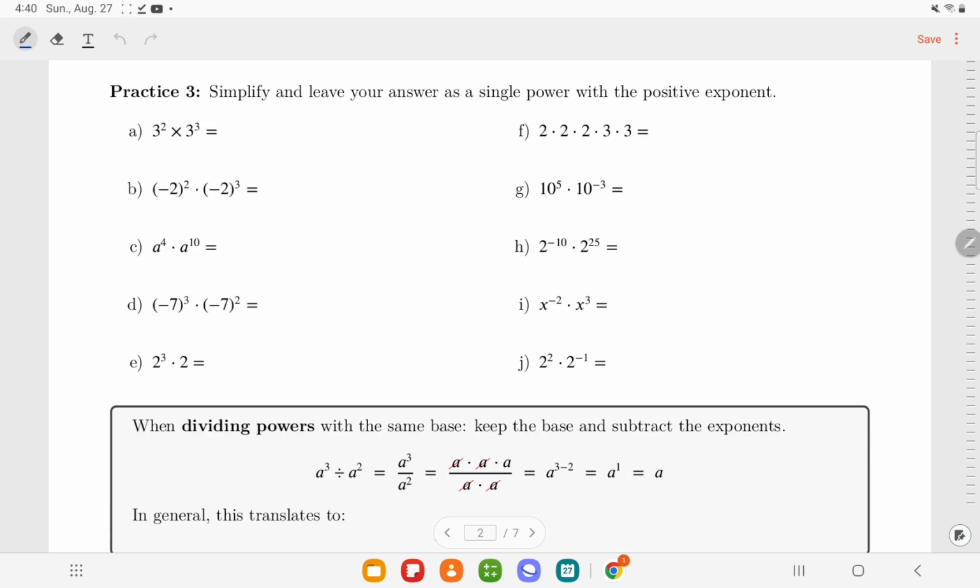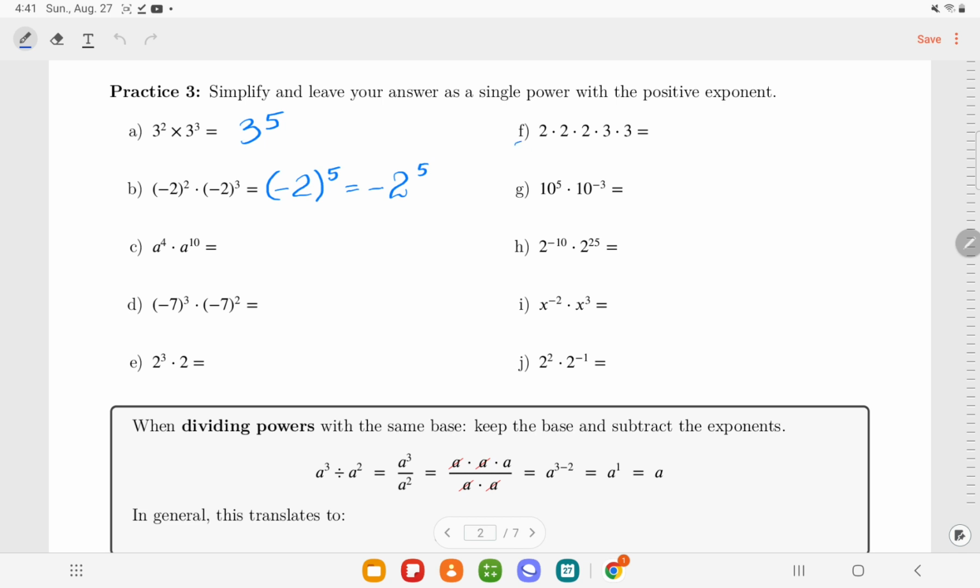Let's check practice 3. 3 squared times 3 cubed. We're going to keep the base, 3, and we add the exponents. 2 plus 3 is 5. Let's try B. We keep the base, negative 2. We add the exponents. 2 plus 3 is 5. If our exponent is an odd number, 1, 3, 5, 7, 9, we know that the answer is negative. So we end up with negative 2 to exponent 5.